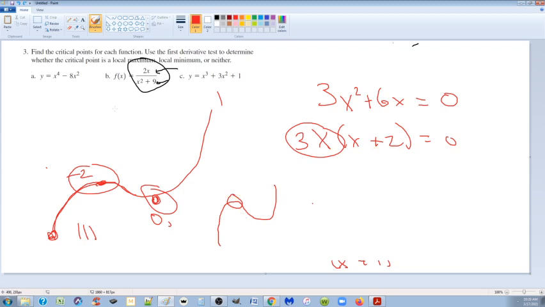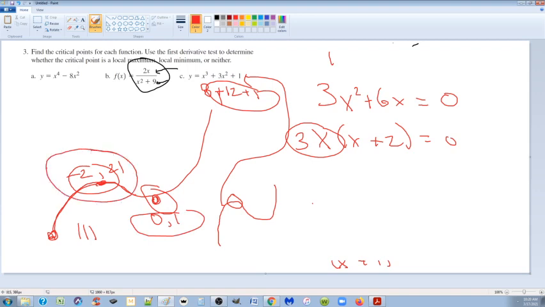Okay, so that means I just need to figure out what minus 2 is in this equation. So it becomes 12 minus 12, 0. Oh, wait a minute. I had to put it in the original equation up here. So I get 8 plus 12 plus 1, 21. So it's minus 2 comma 21. And now I punch 0 into the original equation, and I get, of course, 0 comma 1. Which makes sense. This one's much higher than that one.